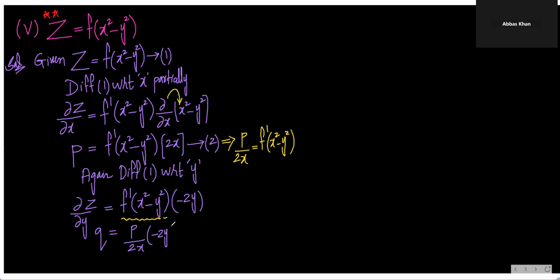Do not forget that. And now what happened here is this 2 cancelling with this 2. What's your answer? x will go that side. Q is equal to... this implies qx is equal to minus py, or we write it as qx plus py is equal to 0. That is your final answer.